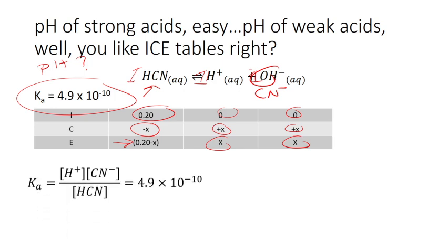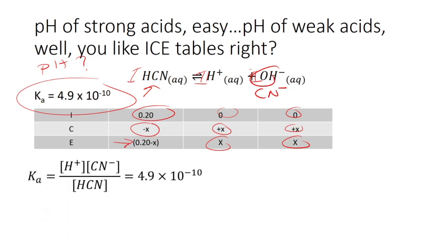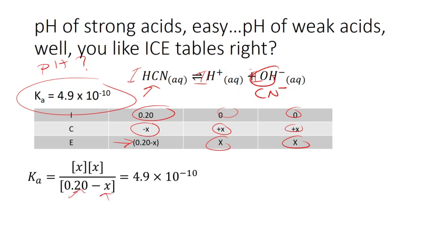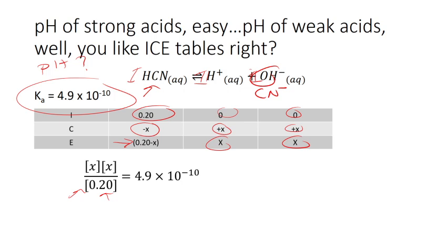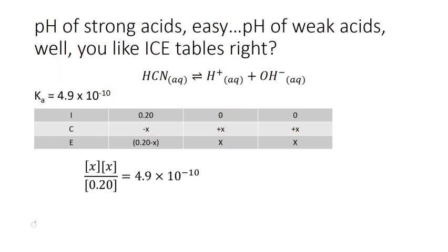So now if we write this out, we write our equilibrium expression, we put some numbers in there where we have Ka is equal to x times x over 0.2 minus x, and that's equal to the Ka. We can simplify this to x times x over 0.20. Now, you might ask, that's not the simplification I was thinking. What did you do there?